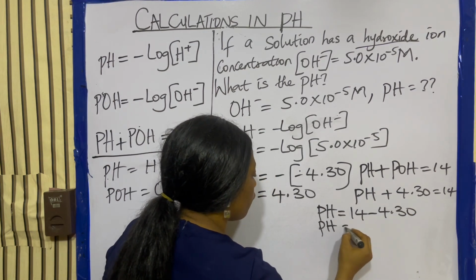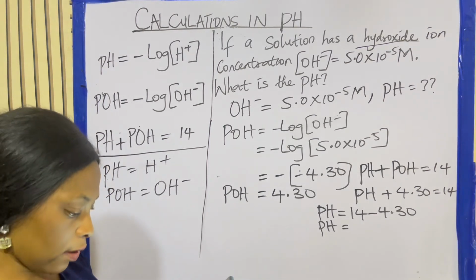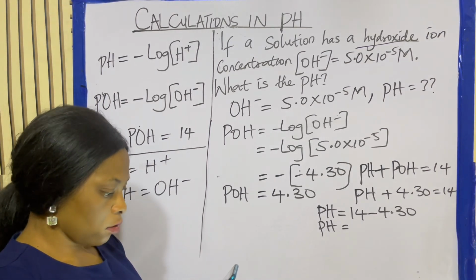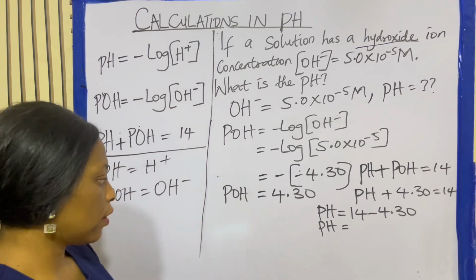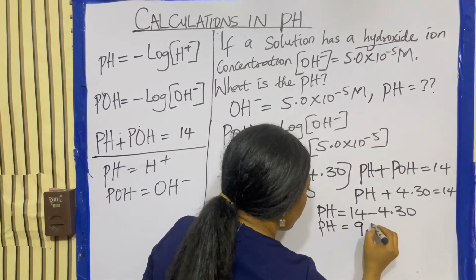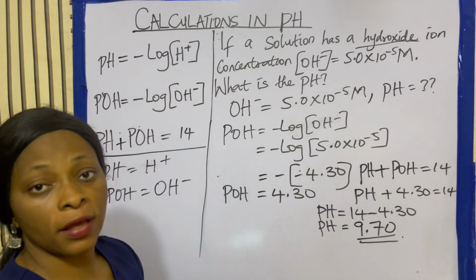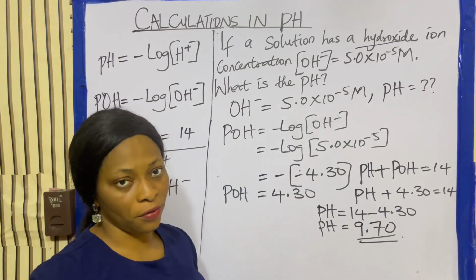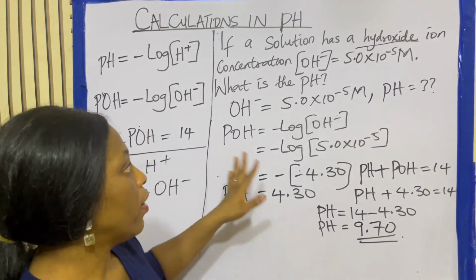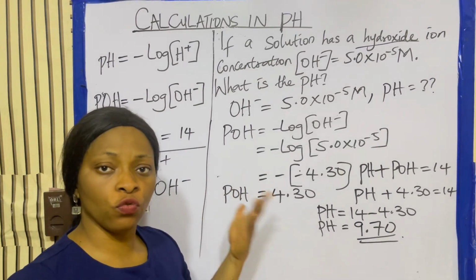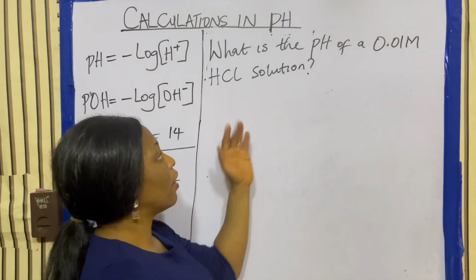Let's press our calculator: 14 minus 4.30, and that will give us 9.70. So the pH of this solution is 9.70. I believe it is very clear to us now, because whatever they give you depends on what you will use to solve. So let's look at another question.